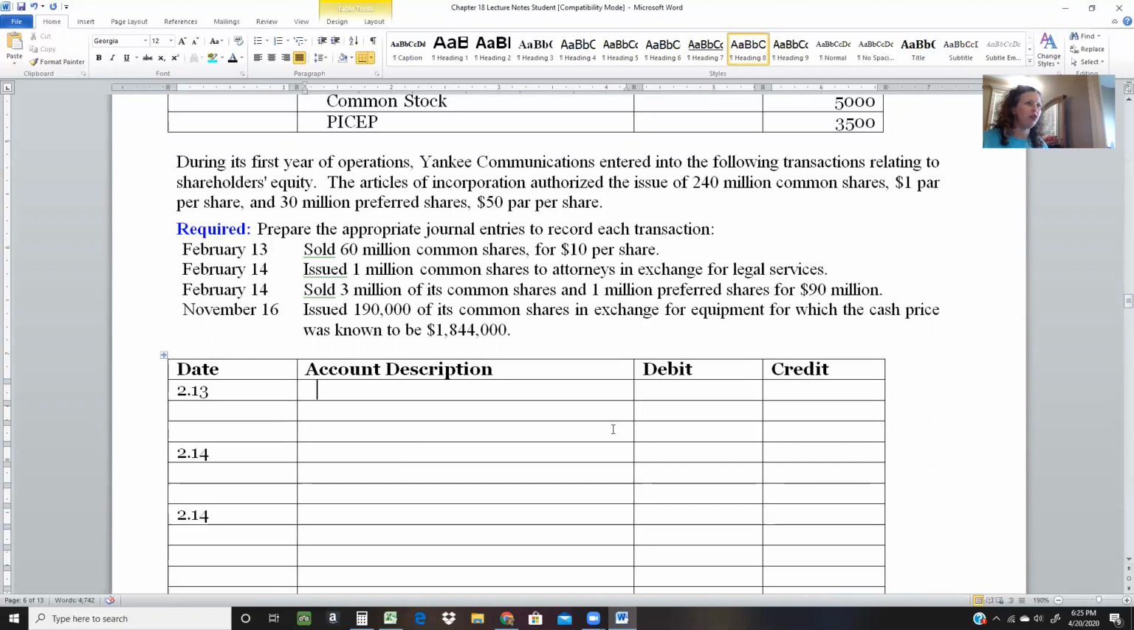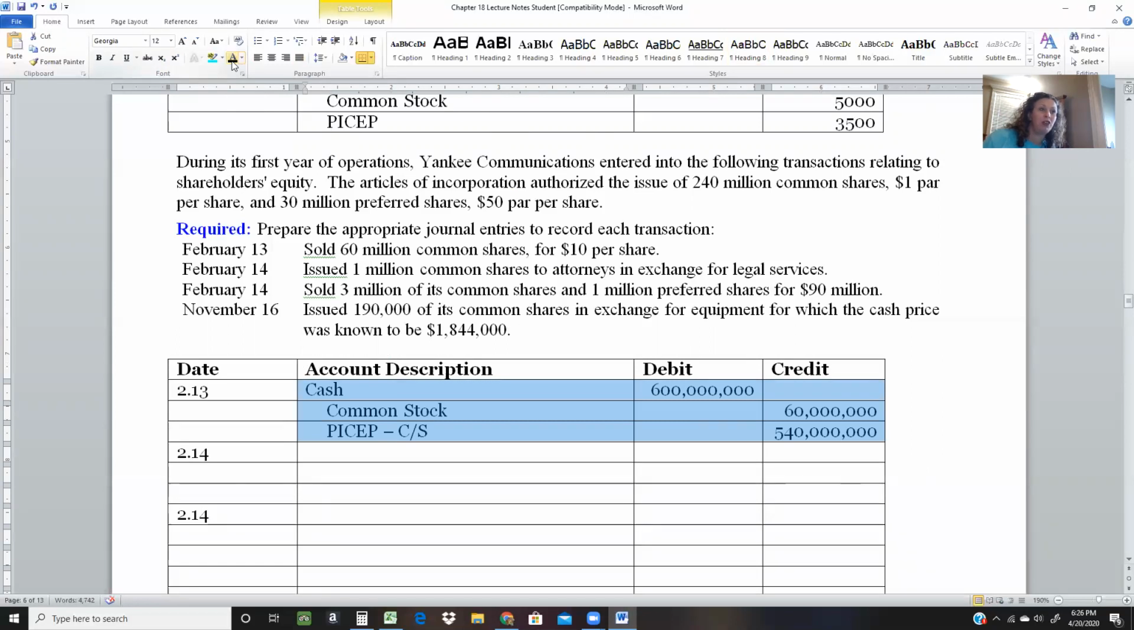First, on 2/13, we sold 60 million common shares for $10 a share. So I need to pay attention. My common shares have a $1 par value. So I'm going to put $1 times 60 million, or $60 million, in the common stock account, and the rest will go in paid-in capital in excess of par. So a lot of excess there. You okay there? Okay. Again, we only put the par value here, and that's $1. That's why we put $1 times 60 million.